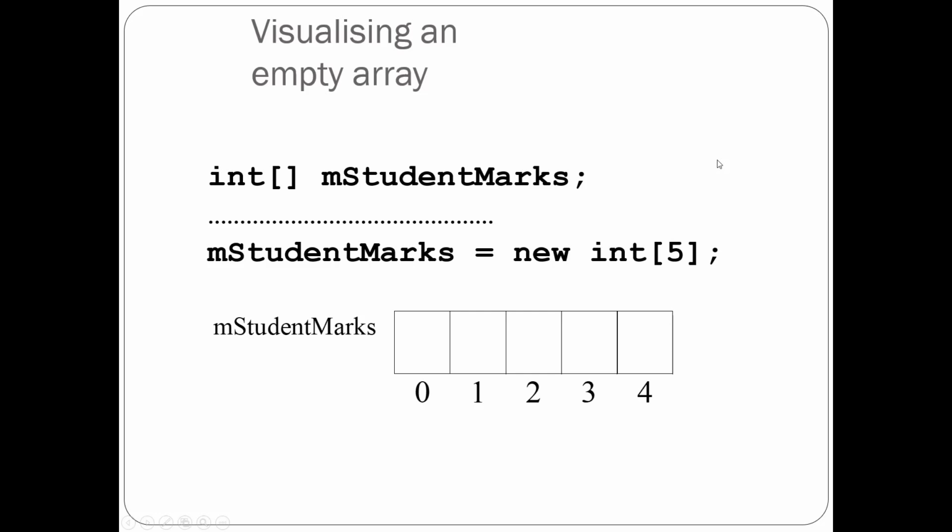So if we visualize what we've created, this top part is what we would generally put in our variable declaration. This bit where we've actually set it up as empty with 5 elements in it would generally go in the constructor, and then we would conceptualize that array with a series of boxes, all labelled mStudentMarks, but each one has an individual index of 0, 1, 2, 3 and 4.